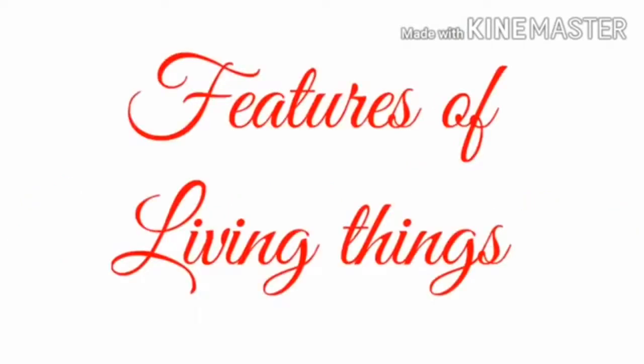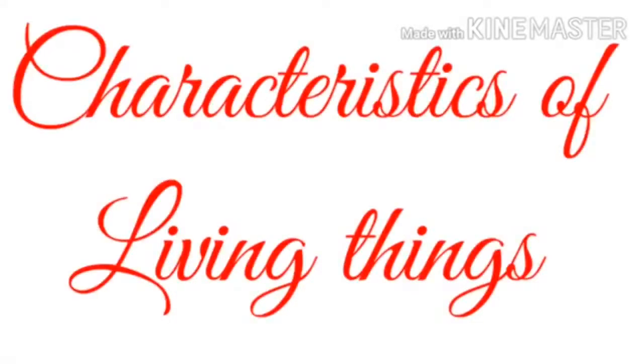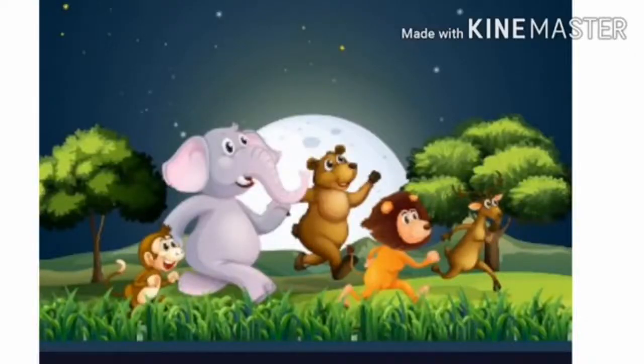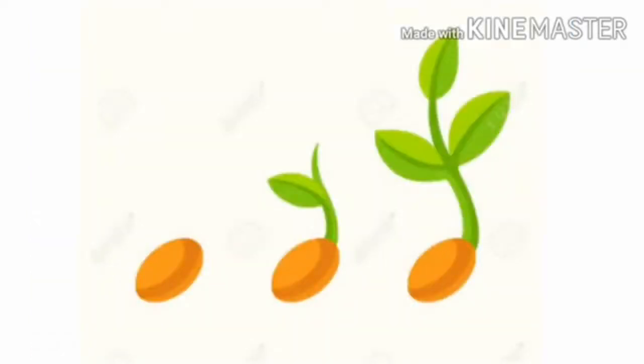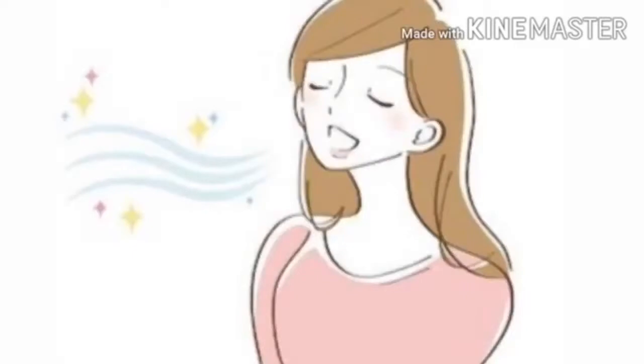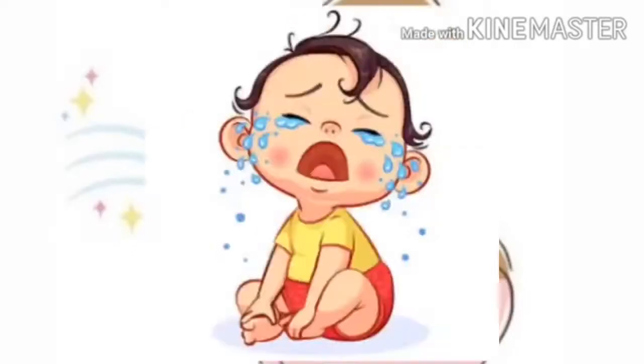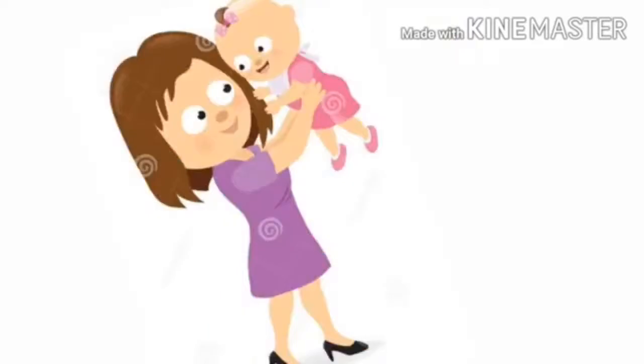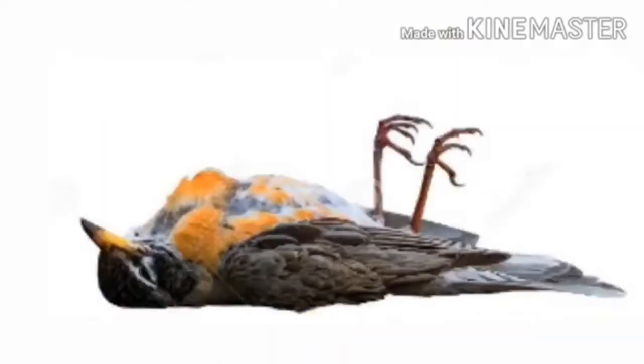Features of living things, which means characteristics of living things. Living things can move, can grow, they need food and water, they can breathe, can feel, can reproduce, and die.